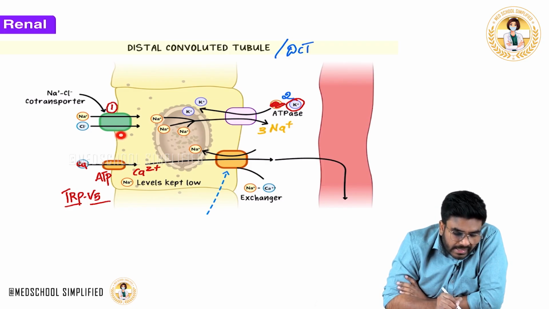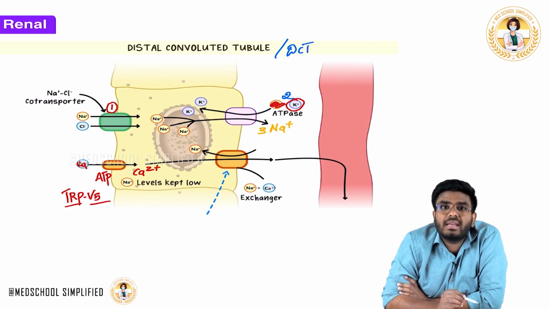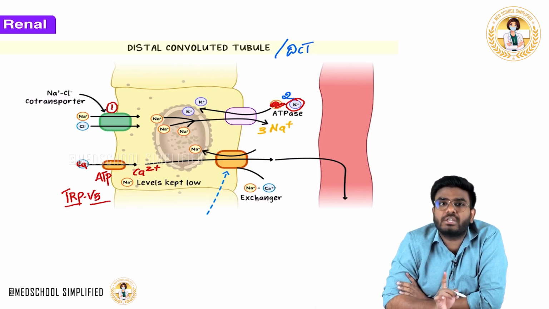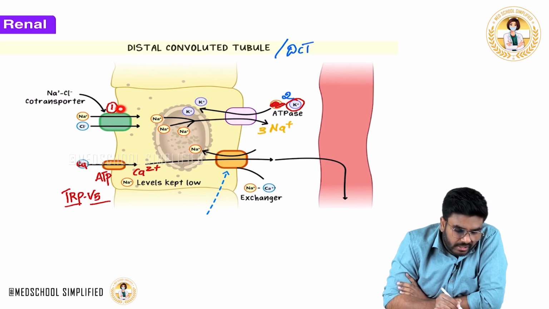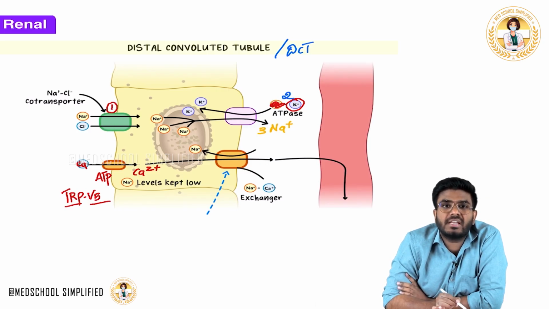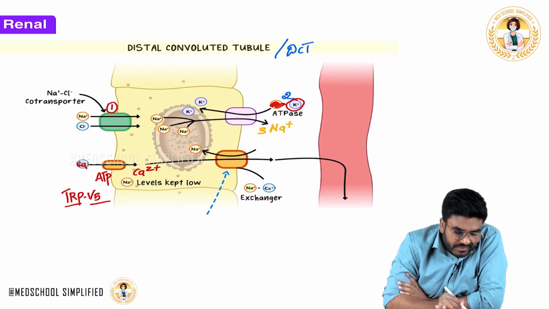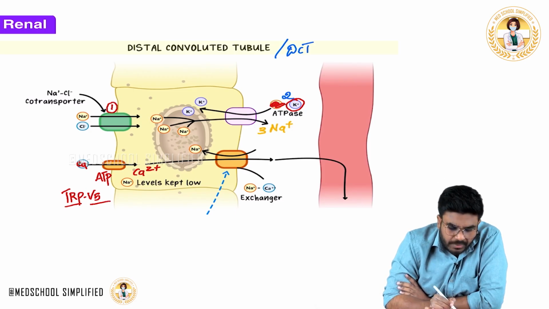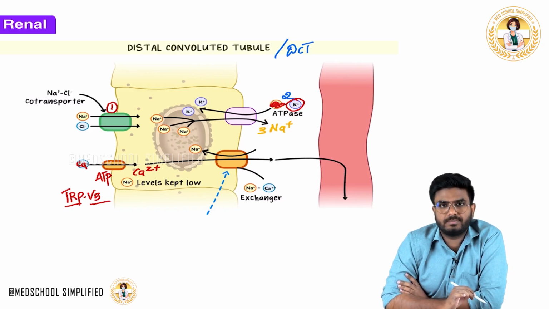Yes, see here energy is not directly utilized. That's why I said it is secondary active transport. If energy is directly utilized over here in the form of ATP, then it is called primary active transport. But see, yes, sodium is coming in. But why is it coming in? It is coming in because intracellular sodium levels are kept low. Who is keeping the intracellular sodium levels low? Sodium potassium ATPase. See here ATP is getting utilized.